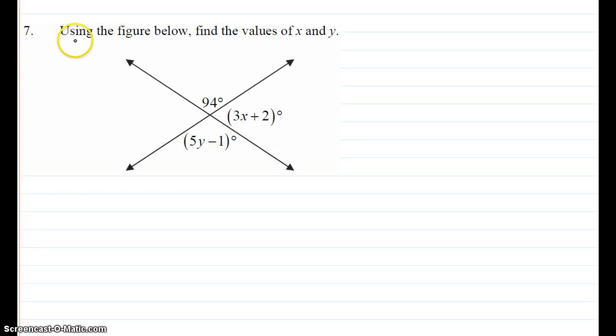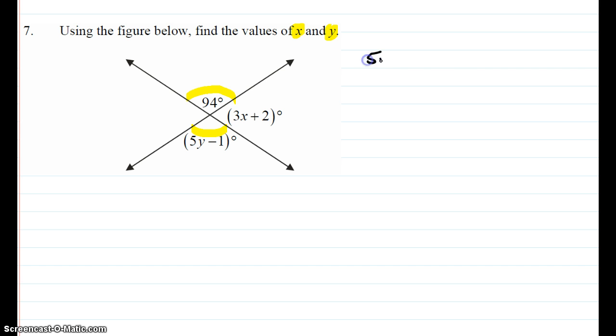All right, let's take a look at number 7. Using the figure below, find the values of x and y. So we'll have two answers to this one. There's a couple different ways you could start this problem. The first thing I see, though, is that I have a pair of vertical angles. And like we've already done, we should know that the vertical angles are congruent.